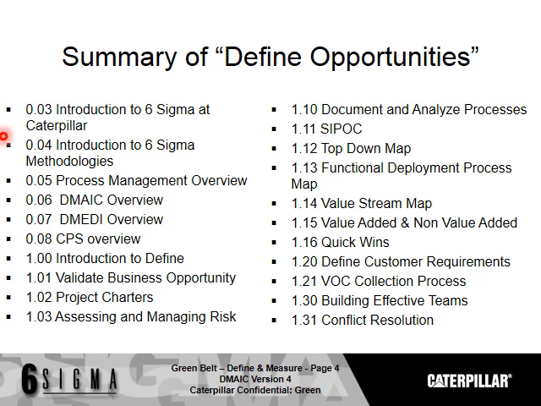So in this set of modules under define opportunities, we mainly discuss introduction to Six Sigma at Caterpillar, yes, it's this current module, introduction to Six Sigma methodologies, process management overview, DMAIC overview. When we say DMAIC, it is define, measure, analyze, improve and control. These are the main phases of a Six Sigma project.